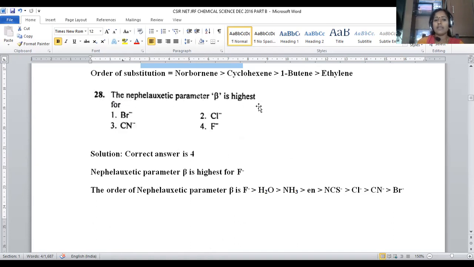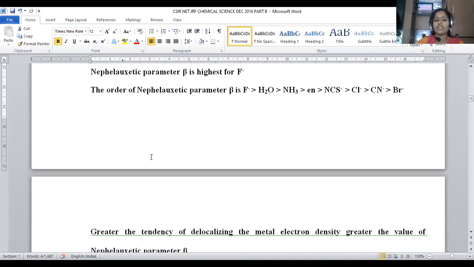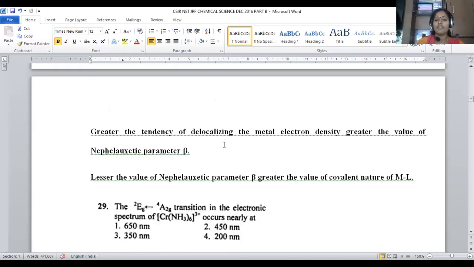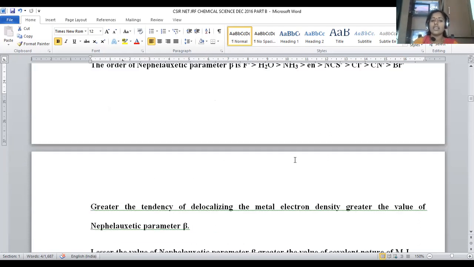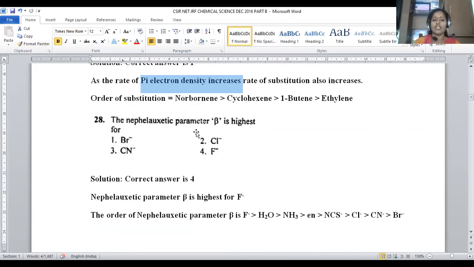The Nephelauxetic parameter beta is highest for which ligand? The Nephelauxetic parameter is the measure of the extent to which the metal electron density is delocalized. The ligand which works as an electron delocalizing agent on the metal atom gives a higher Nephelauxetic parameter value. The higher the electronegativity, the higher this effect, so fluoride has the highest, followed by water, ammonia, ethylenediamine, NCS-, chloro, cyano, and the least is bromo. This is the beta value.